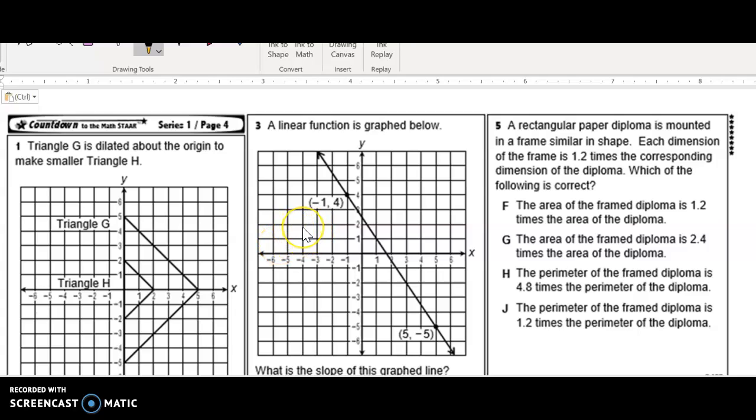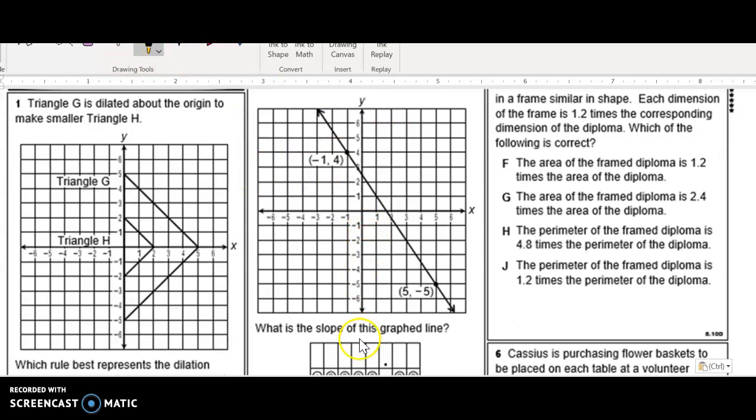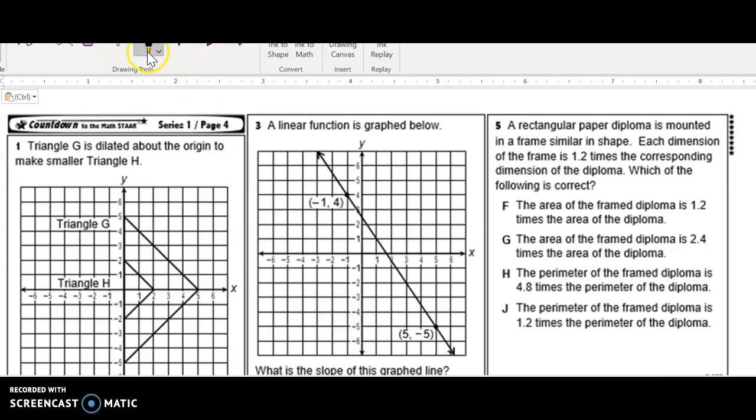Continuing on with 225's assignment, which were review questions. A linear function is graphed below. What is the slope? The first thing you need to look at is that it's a negative slope. Okay? And what I'm going to do is rise over run, but here I'm going to fall.